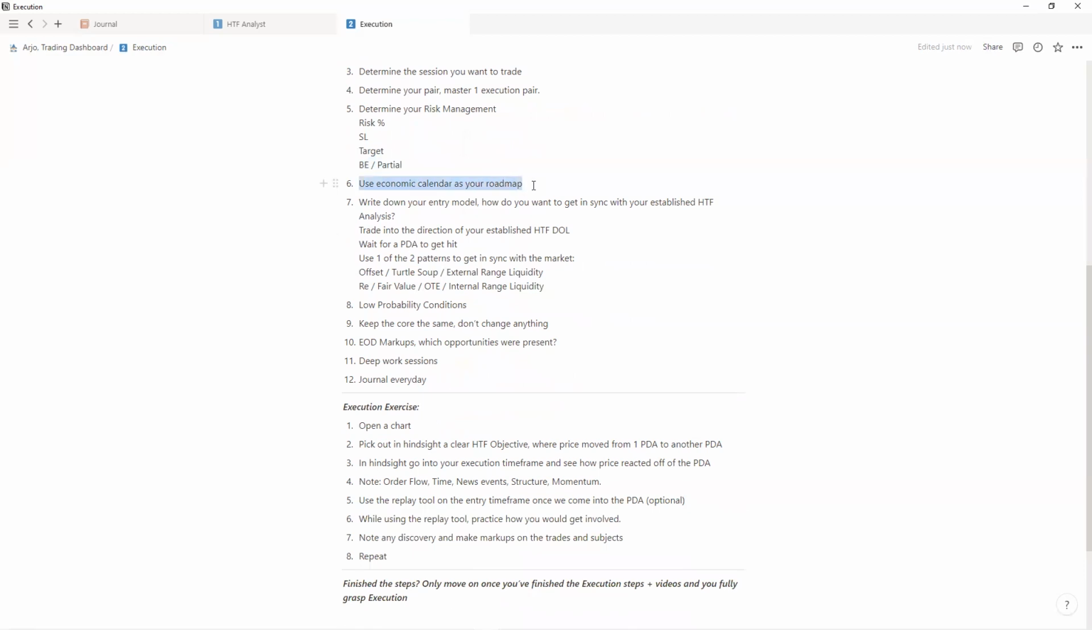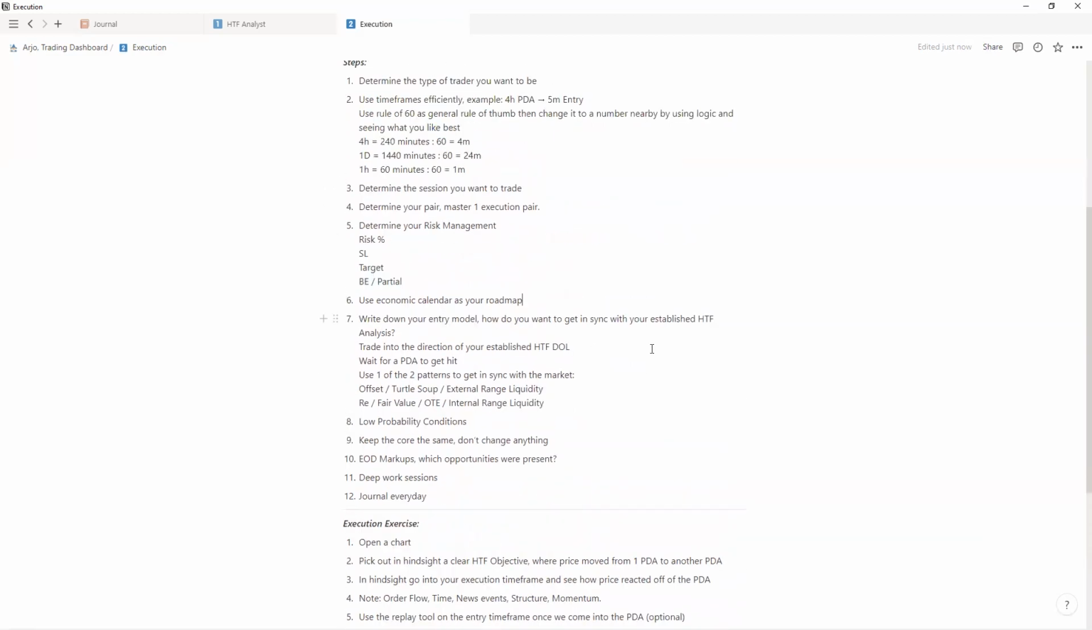Use the economic calendar as your roadmap. Very interesting as well. On days where we have, for example, employment claims, you know where the volatility is coming in. For example, if we have GBP red folder news in London, we know that's where the volatility is coming in. I want to either get involved, like ICT says, to get into the low resistance liquidity run, and news will take me there.